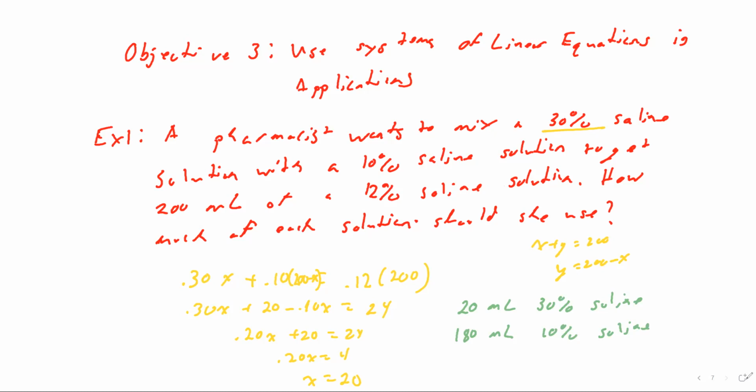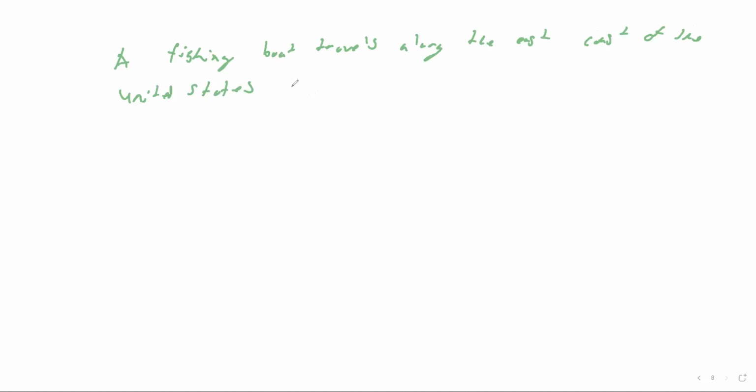All right, let's do another type. All right, in this example, we have a fishing boat that travels along the east coast of the United States and encounters the Gulf Stream current.